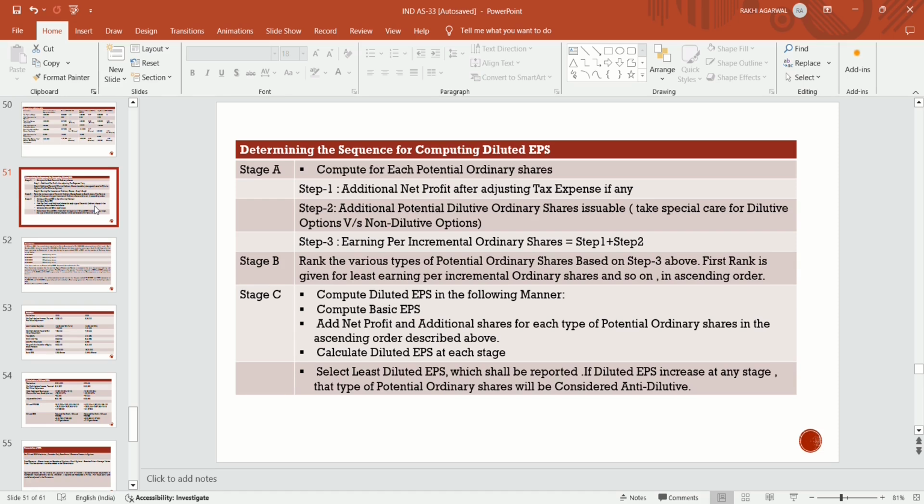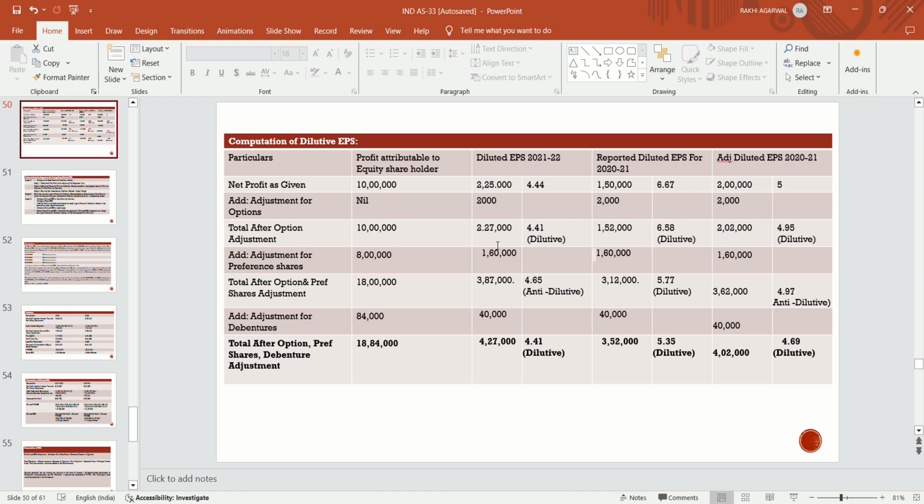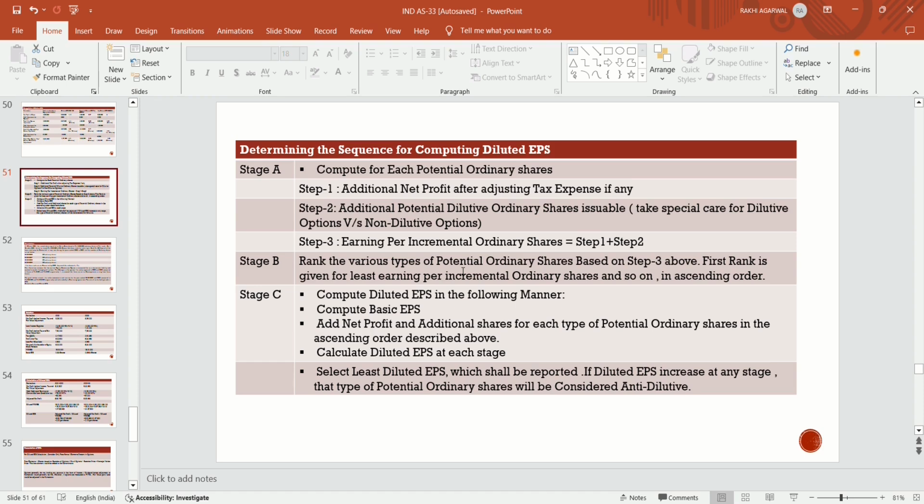Now determining the sequence for computing diluted EPS. Theory related to the sequence for computing diluted EPS. Firstly, we will compute for each potential ordinary share the additional net profit after adjusting tax expenses, if any, like we had calculated in case of preference shares. In step 2, we will determine the additional potential diluted ordinary shares issuable. Potential diluted number of shares is 1,60,000 in case of preference shares, 40,000 in case of debentures, and 2,000 in case of option, which we had calculated. Now we will calculate the earning per incremental ordinary share, that is, we will divide the additional net profit by the additional number of potential diluted ordinary shares.